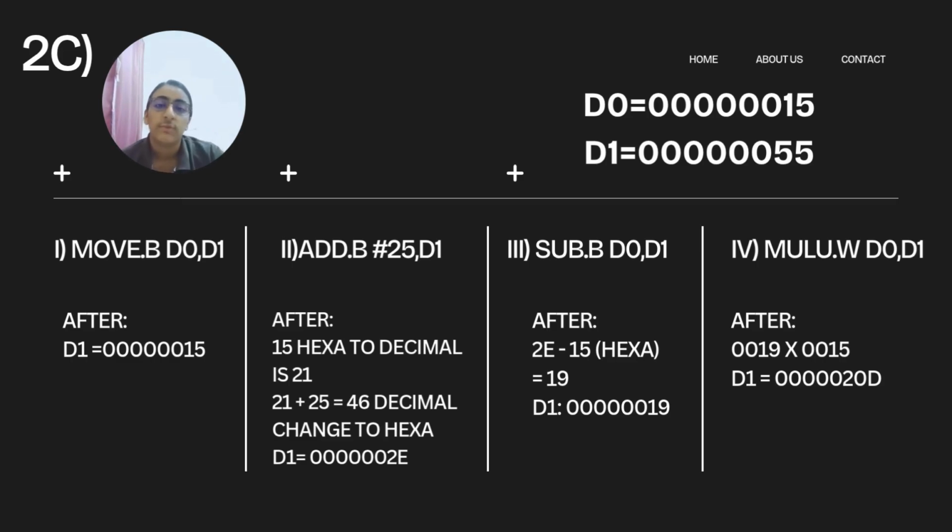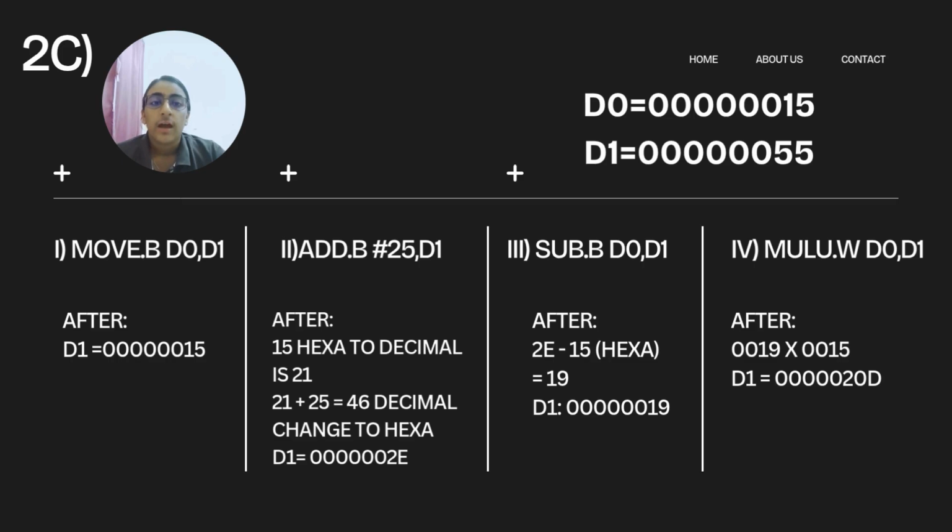So basically for D0, D1, you're just gonna copy back what D0 was. So for question 2, it's add.b #25 and then D1, meaning they want the answer in D1. Since add is addition, you're gonna plus, and .b means it's byte, so again it's the last two digits.